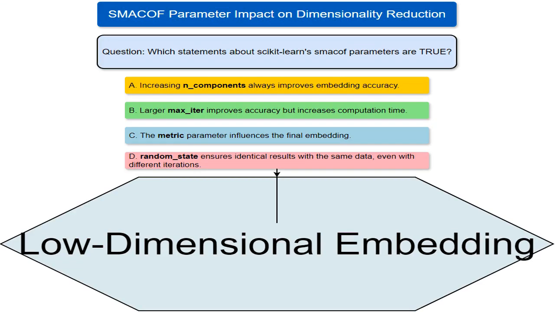This is what the smacof algorithm gives you after it's done its magic. It's the simplified version of your data, now in fewer dimensions. Imagine taking a crumpled piece of paper, high-dimensional data, and flattening it, low-dimensional embedding. It might lose some details, but the overall shape and relationships between points should be preserved as much as possible. It's all about finding a good balance.